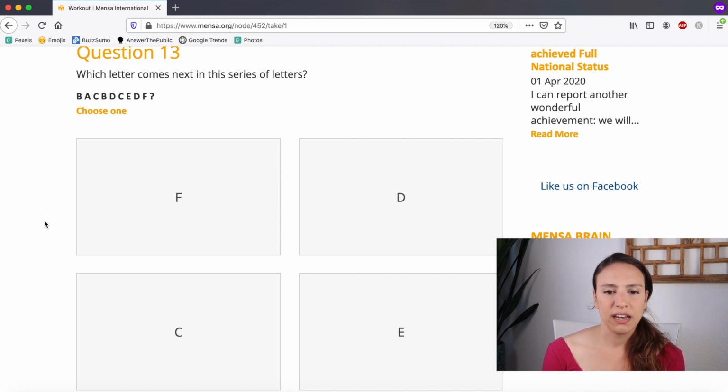Okay, series of letters. In this one, again, I'm seeing where letters tend to repeat themselves. So that's something else that you can take away with you. Look at when the letters repeat. BAC, then BDC, then EDF. So these two Ds are repeating, these two Bs are repeating, the Cs are repeating.